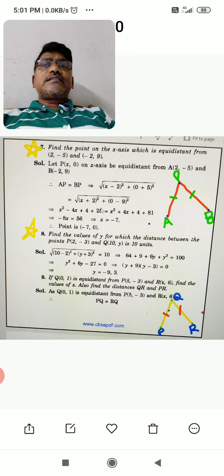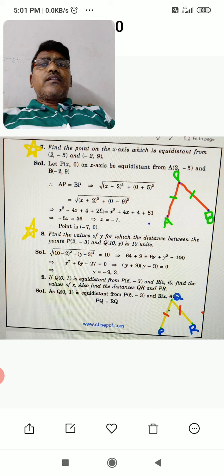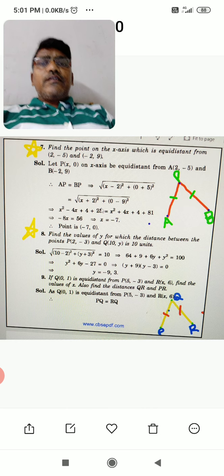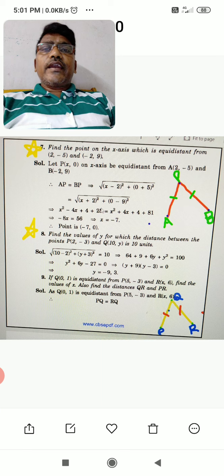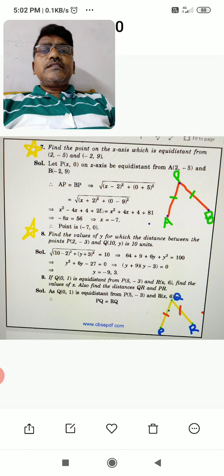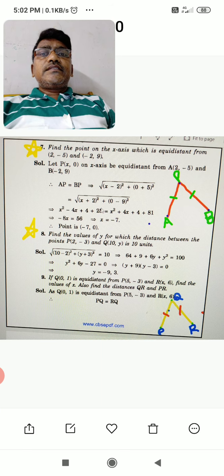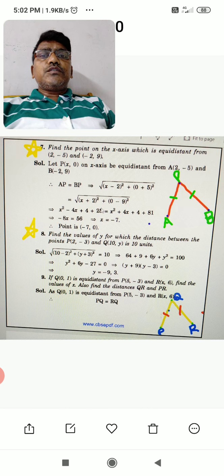Point on x-axis is x comma 0. I mean the y coordinate is not there. Point on y-axis, if it comes in the question, it will be 0 comma y. You clear that one. Point on x-axis is x comma 0 anytime. Point on y-axis is 0 comma y. If x-axis is given, you are going to take the point x comma 0.